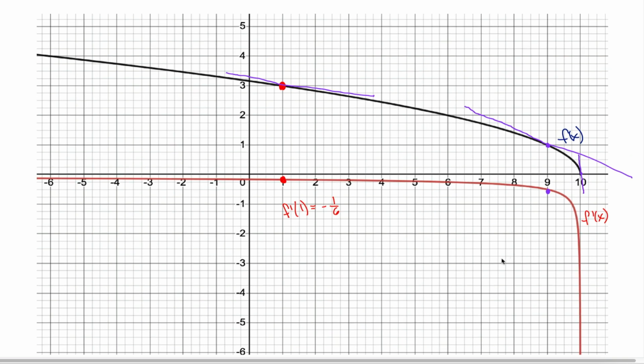The point that I want to make is the graph in red encodes information about the graph in black. And the information encoded in the graph in red is super important to the function pictured in black.